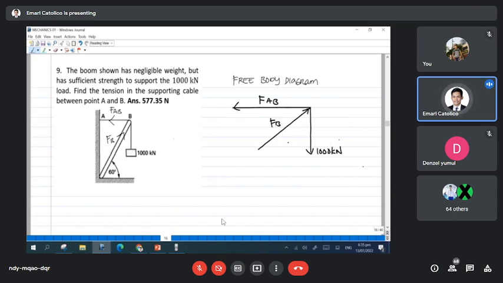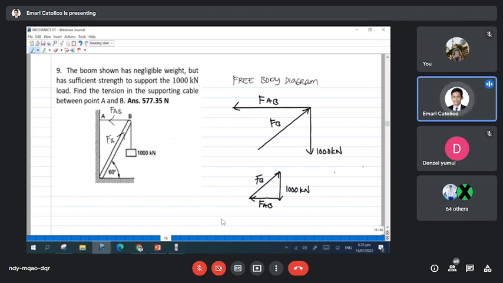So mas maganda if gagawin natin siyang graphical method, no? Ko-connect natin lahat ng force. Meron tayong force B. Tapos bababa si 1,000 Newton. Kilonewton pa lang. 1,000 kilonewton. Tapos si force AB going left. Yan. So kapag naka-form ka na ng polygon or say triangle, no? Madali mo na lang isolve yan. Diagram na yan. Just 1 minute lang yan.